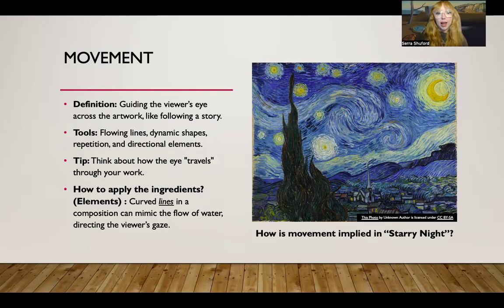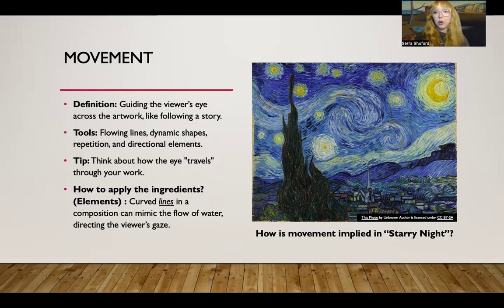So a tip, think about how the eye travels through the artwork. How does it not get stuck too much on one place? How do you keep visual interest going? And so how could you apply this? How could you create it? Curved lines in a composition can mimic the flow of water, directing the viewer's gaze. So that's going to create a sense of motion by using those curved lines that sort of replicate the water. All righty. So how is movement implied in Starry Night? Answer that, and then I will give the answer.